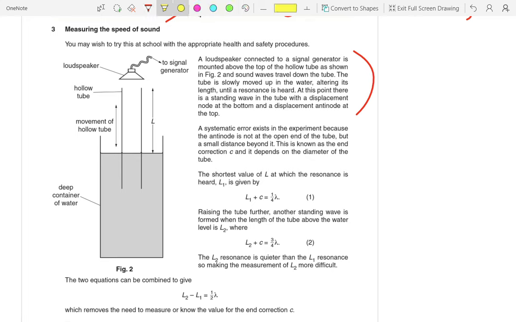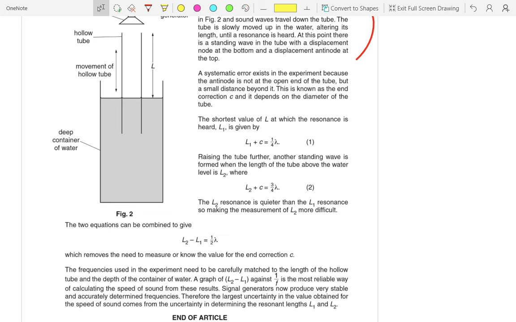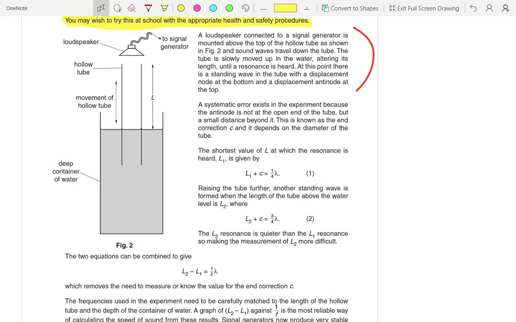It says you may wish to try this at school with the appropriate health and safety procedures, so it's probably a little bit late to try and do that now, but if you're still in school then maybe best to ask your teacher to go through it. So there's systematic error in the experiment because the antinode is not at the end of the tube, but a small distance beyond it. Then you do a little correction C, which then crops up in each of these equations. So it starts talking about resonances.